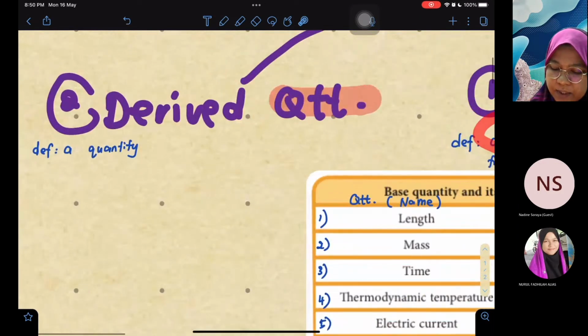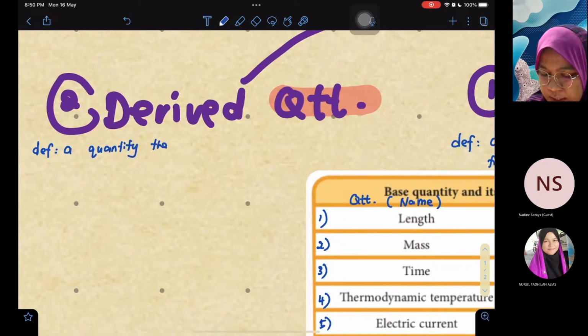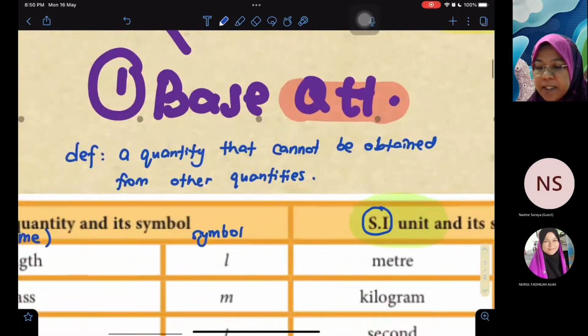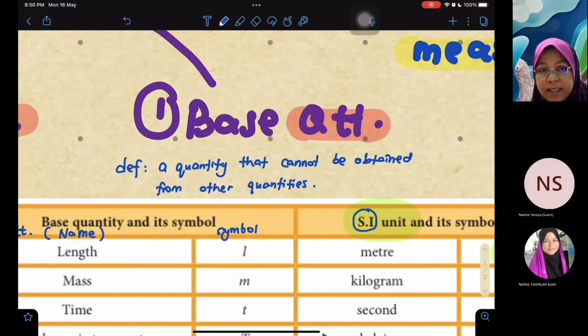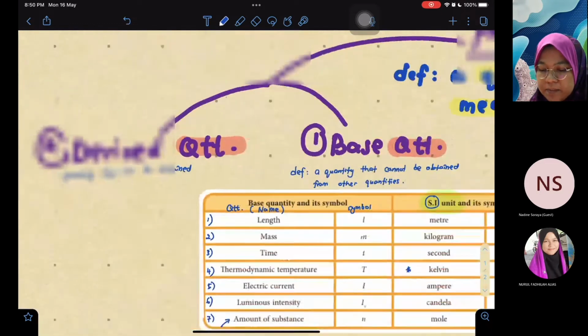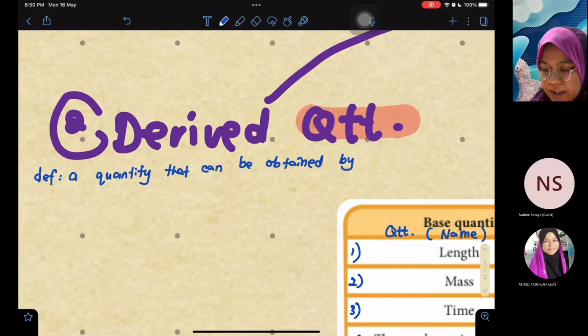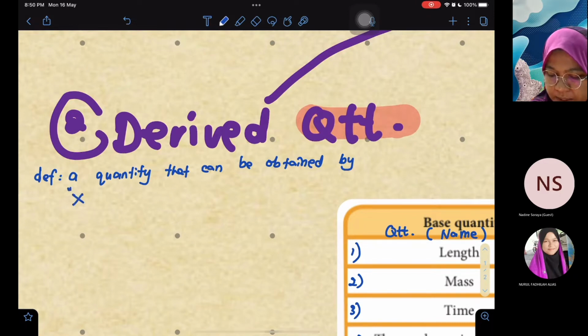Dan derived quantity apa dia? It's a quantity. Quantity yang macam mana? A quantity that can be obtained. Macam mana kita dapatkan dia? Kalau yang ni kita tak boleh dapat dia daripada yang lain-lain. Dia lahir-lahir dia itu je. Dia lahir memang macam tu. Tapi derived quantity ni that can be obtained by, kita kena sebut dua-dua operation. Both of the operation. Sama ada obtained by multiplying or dividing.